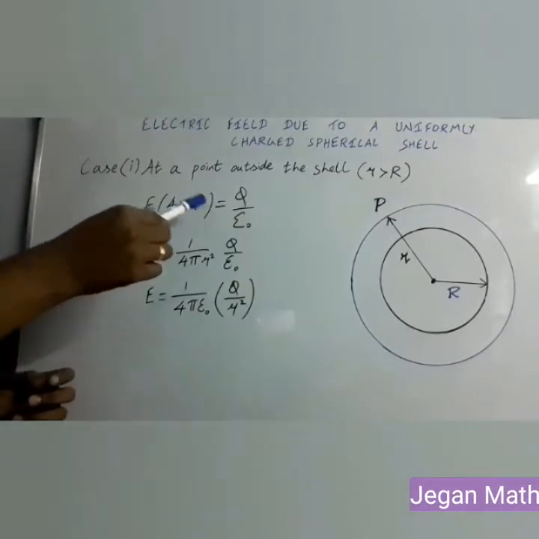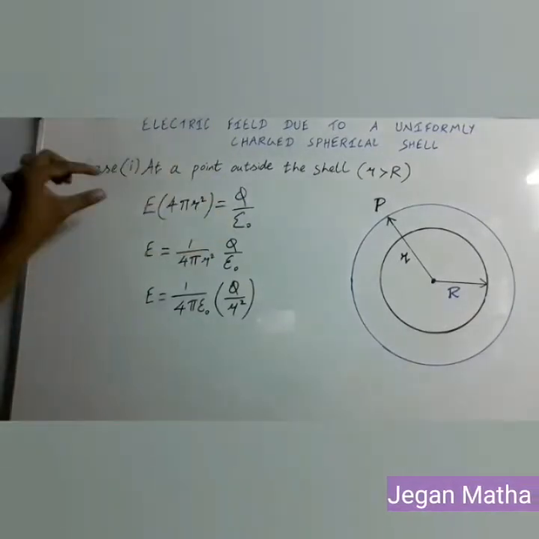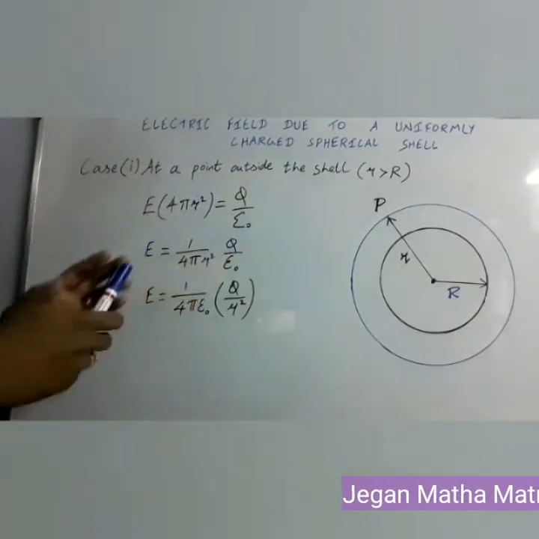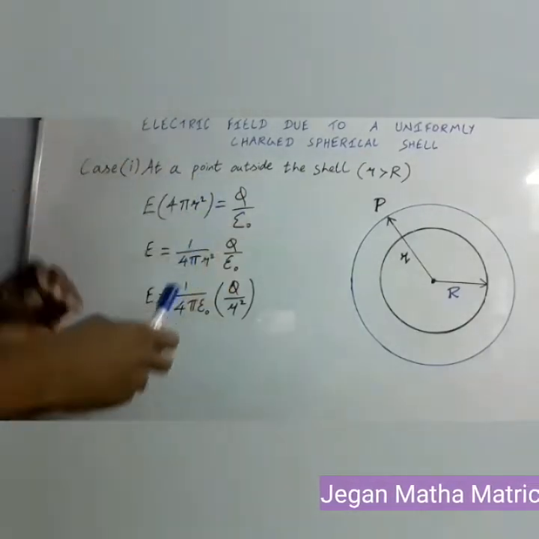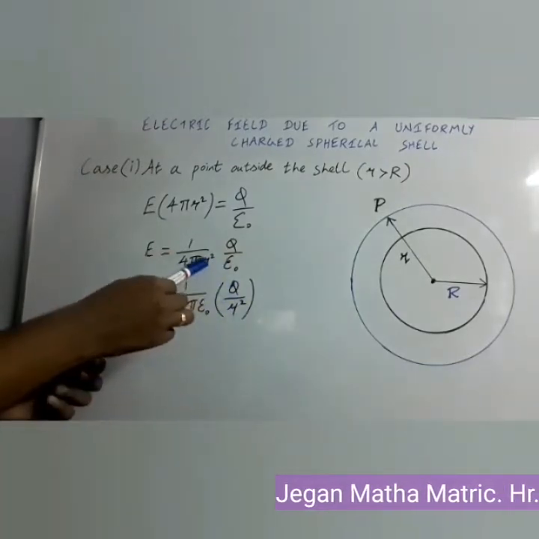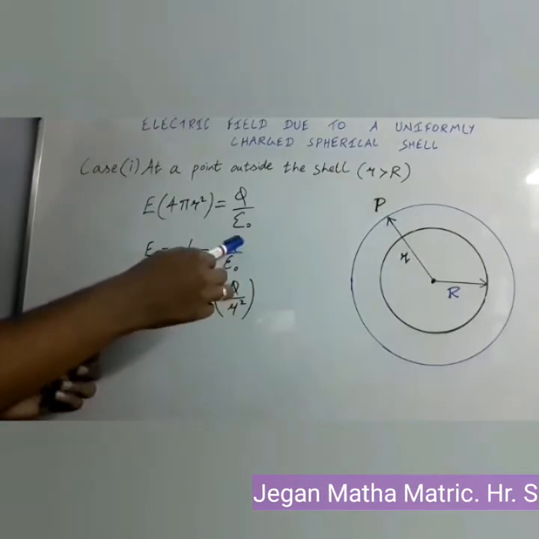So here 4 pi r square is equal to q by epsilon naught. From there you can find the value of the electric field. E is equal to 1 by 4 pi r square, since 4 pi r square is taken to the other side, times q by epsilon naught. It can be rewritten as E equal to 1 by 4 pi epsilon naught, where epsilon naught is taken here and r square is taken to that side, so q by r square.